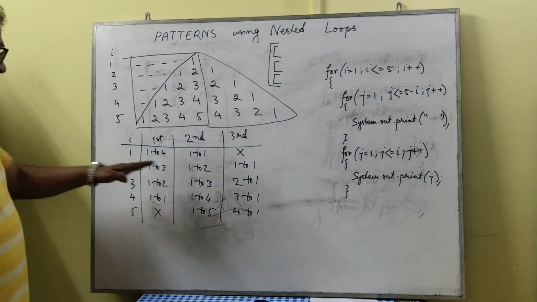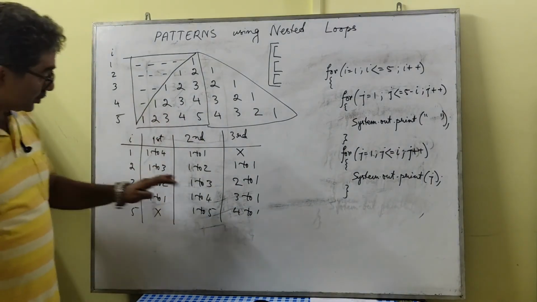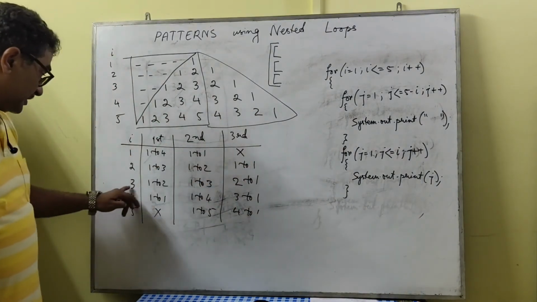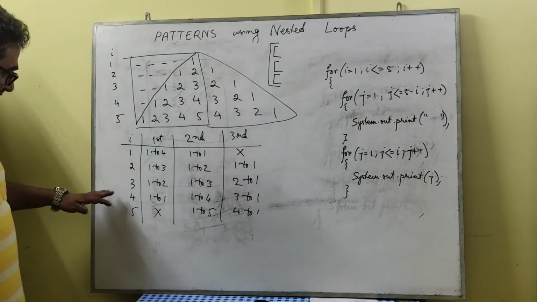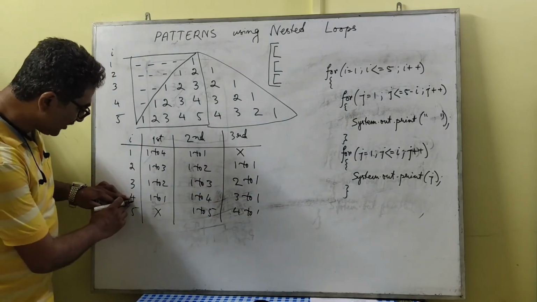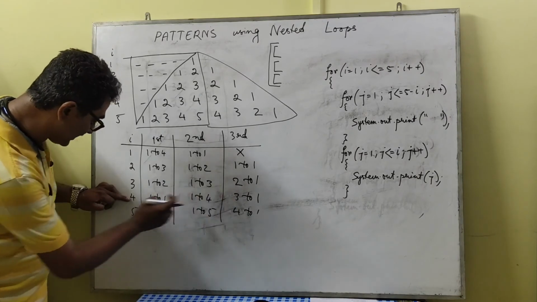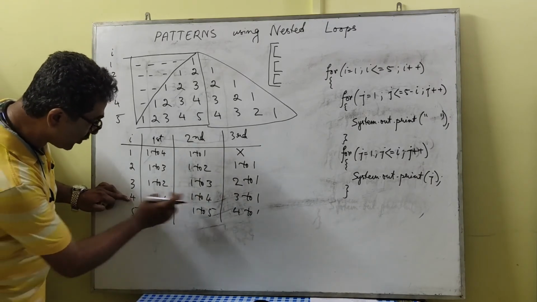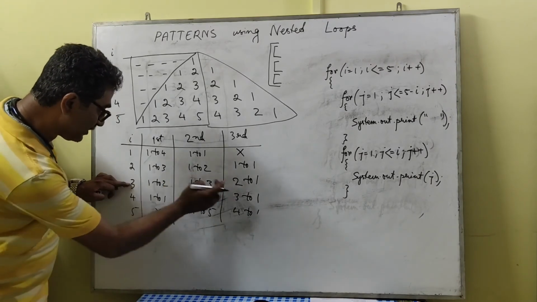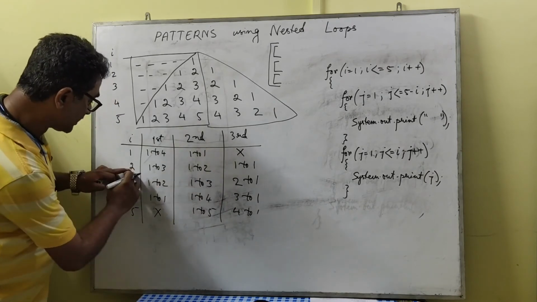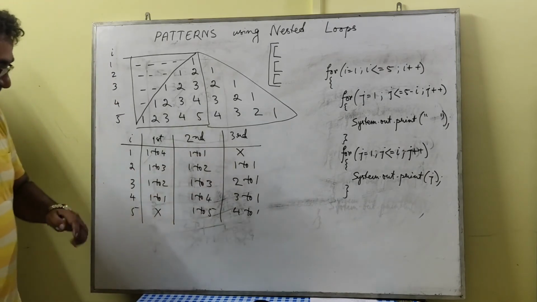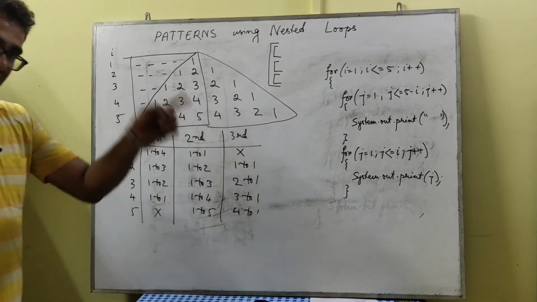Now the third one. When I is 1, nothing is to be printed. When I is 2, 1 to 2. When I is 3, 2 to 1. I believe you can guess now. Whatever is the value of I, it always starts from 1 less than that. You can notice when it is 4, 4 minus 1 is 3. When it is 3, 3 minus 1 is 2. When it is 2, 2 minus 1 is 1. So we can tell it starts from I minus 1 and ends at 1.